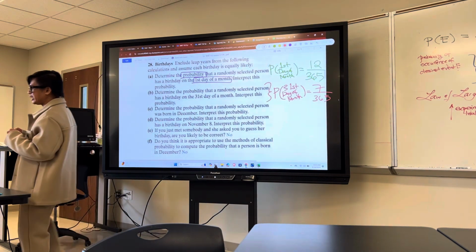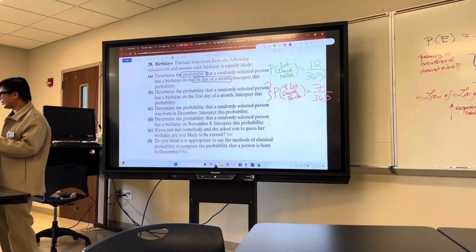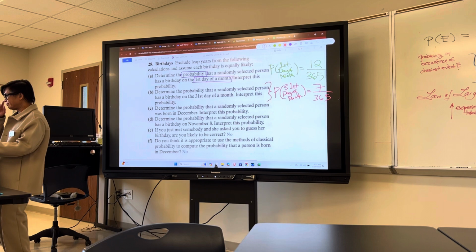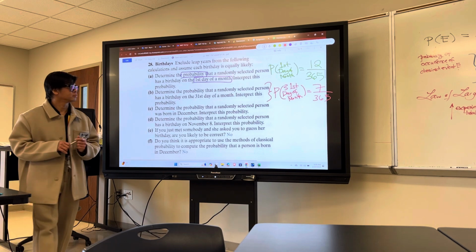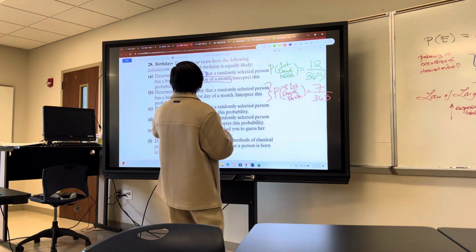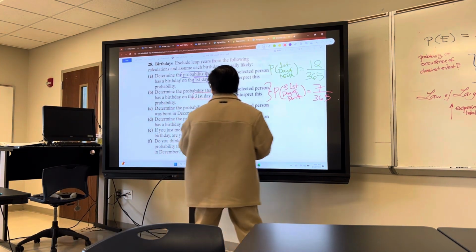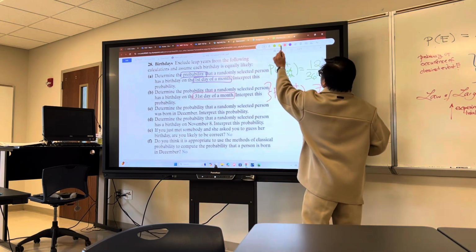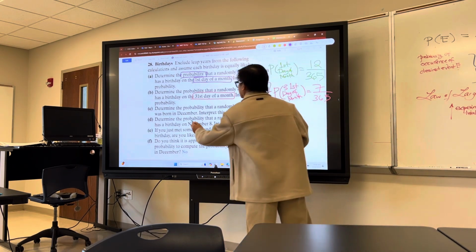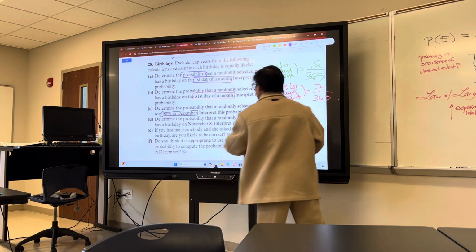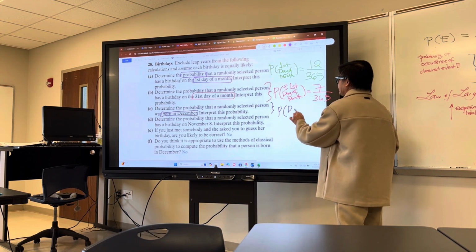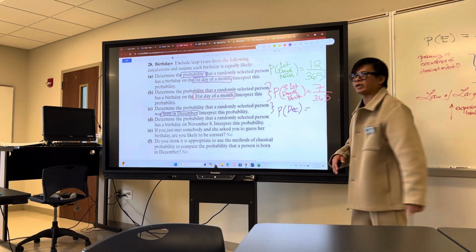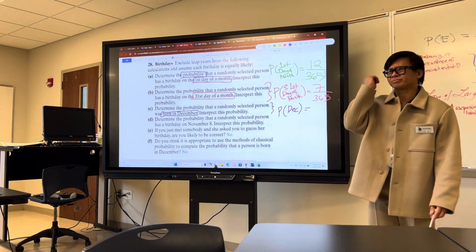Let's read letter C here. Giselle, you see letter C? So again in here, this is what? 31st day of the month. Letter C. Let's color this purple. Again, your desired event in here, born in December.